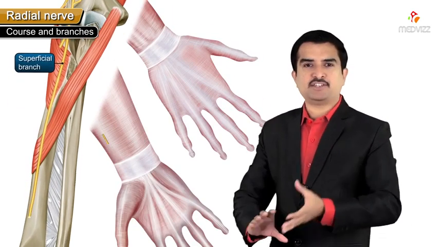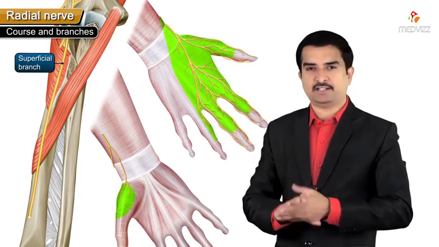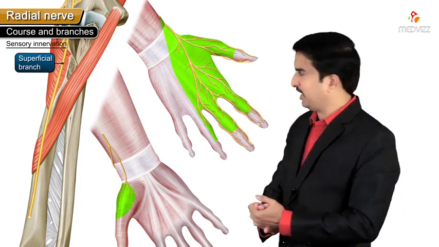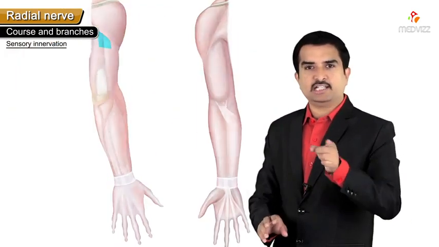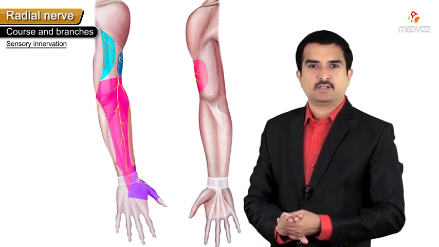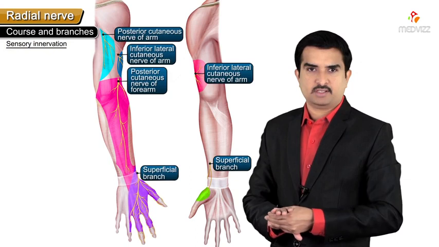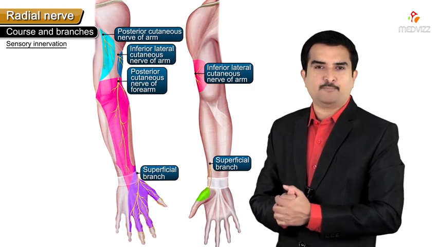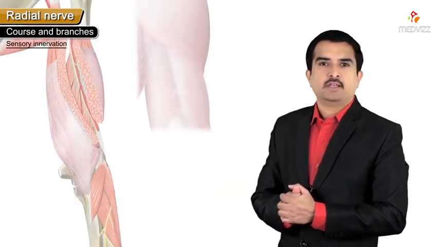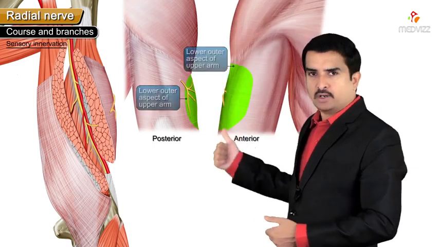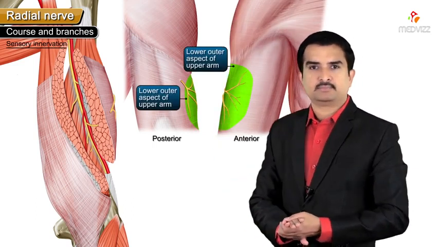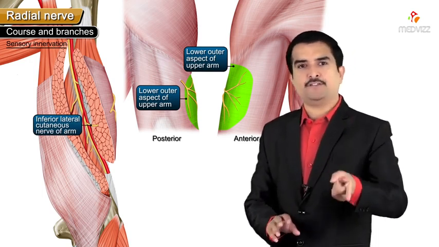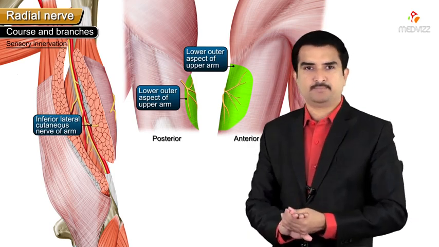The superficial branch gives off sensory innervation to the back of the hand. Let's elaborate this point in much more detail, that is sensory innervation. The radial nerve gives off sensory branches all the way along its course. Let us see how it gives sensory nerve supply to the arm, forearm as well as the hand. It supplies sensation to the lower outer aspect of the upper arm via the inferior lateral cutaneous nerve of the arm.